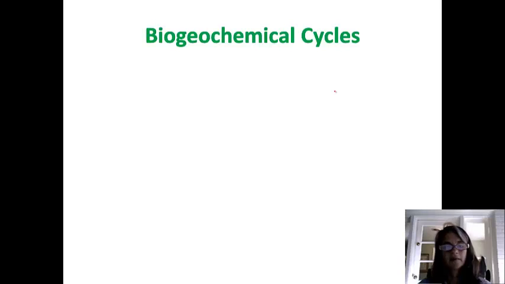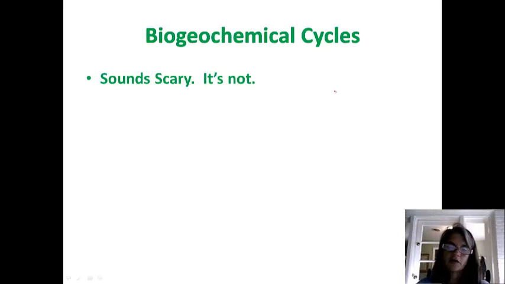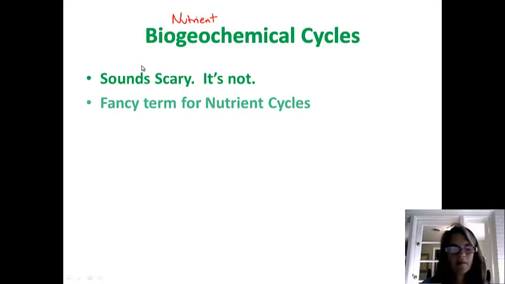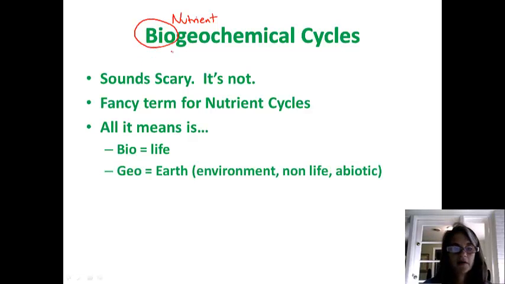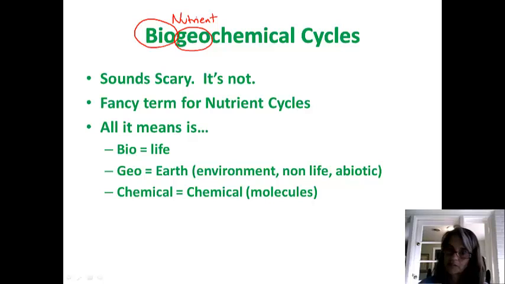Now, biogeochemical cycles. It sounds scary. It's not. It's just another term for a nutrient cycle. If you see it, all it means is the bio part is referring to life. The geo part is referring to the earth or the environment, non-life. Chemical, of course, means chemicals, molecules, and cycle means cycles.